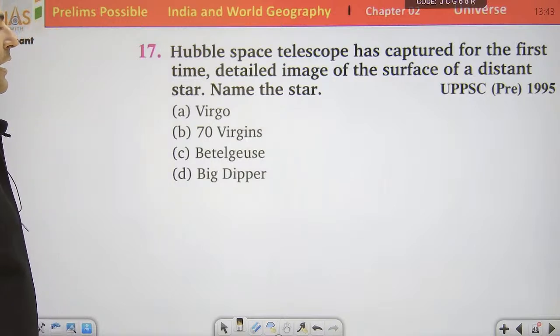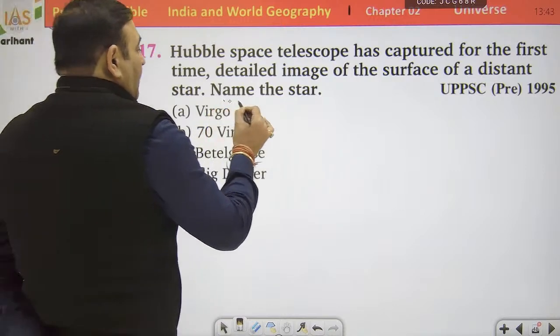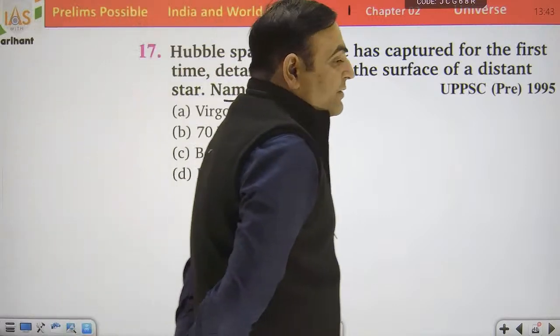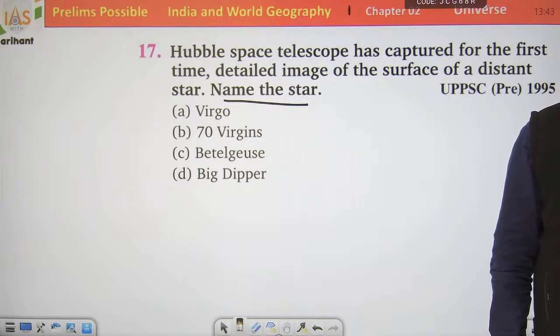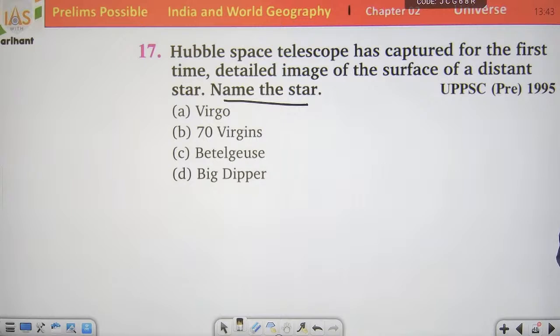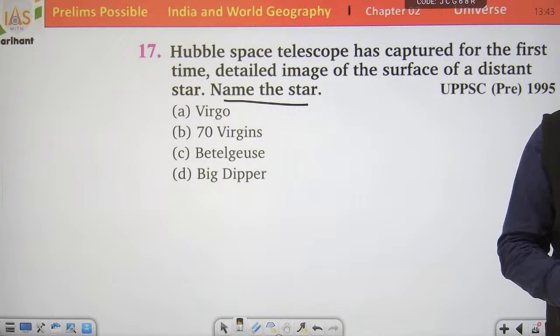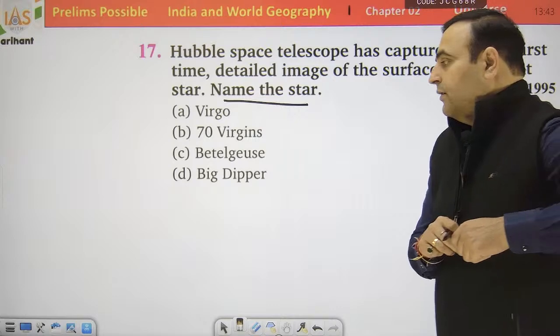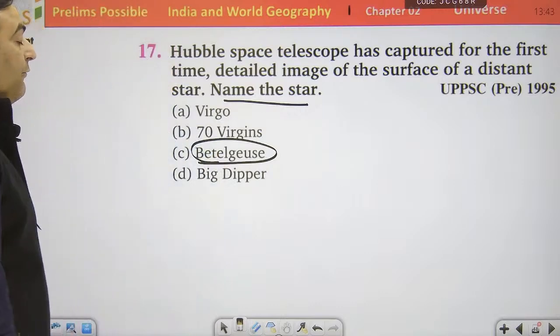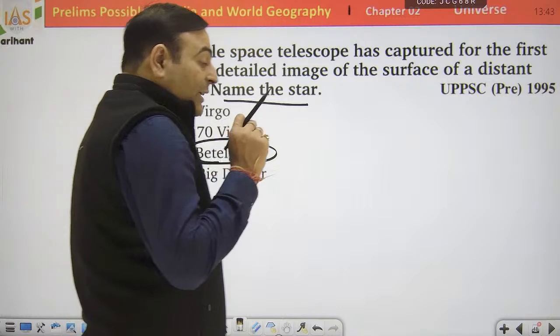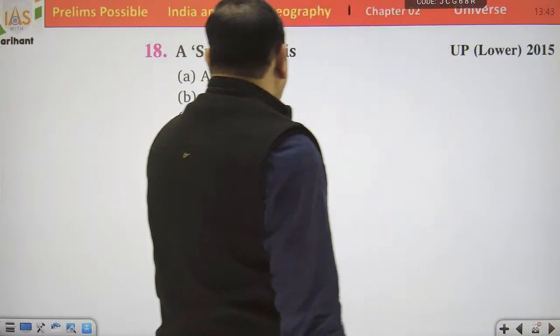Hubble Space Telescope has captured for the first time a detailed image of the surface of a distant star. Name of the star? The name of the star is Betelgeuse. Betelgeuse is the name of the star which was identified by the Hubble telescope.